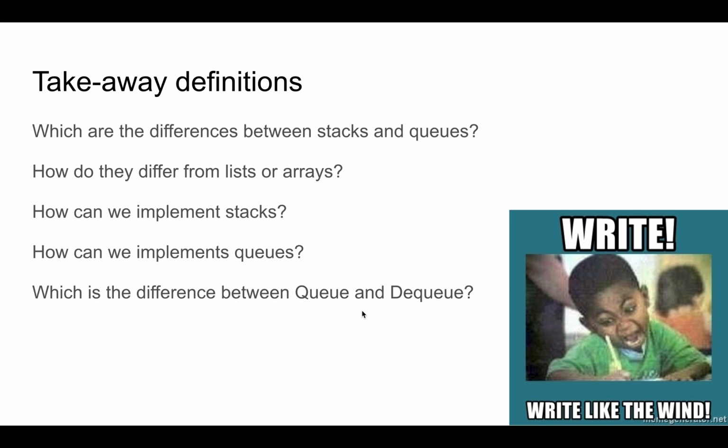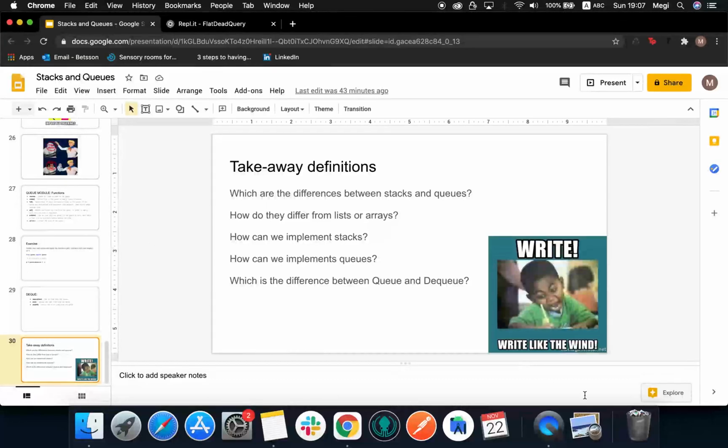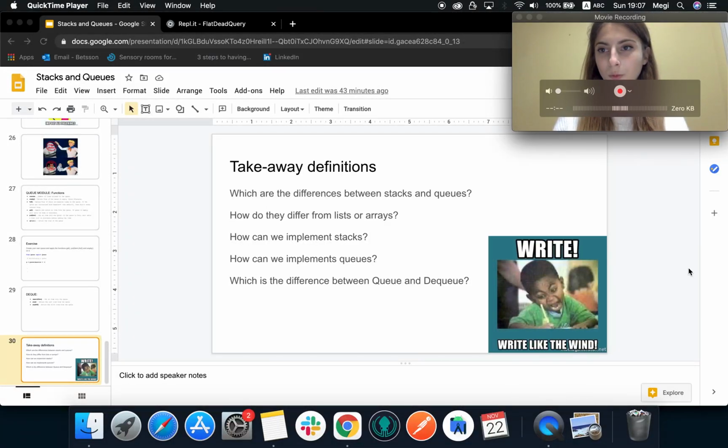What is the difference between queue and deque? The main difference is that with the queue you can only access the first element that has been pushed, and with the deque you can access both the first and the last element, but be aware that you cannot access the middle. So I think this was a pretty easy topic and I hope you enjoyed it.